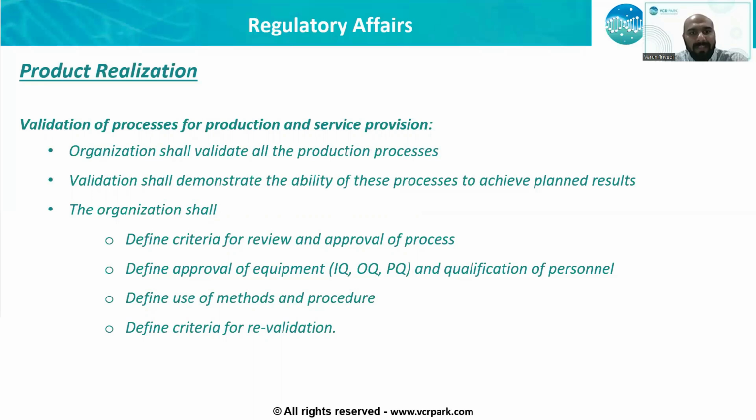Validation of processes and production and service provision. All the different processes that are involved as part of your product development shall be validated. These processes shall be defined. Work instructions for these processes shall be maintained, and based on the work instructions, the process shall be validated. Any key process such as soldering or gluing that might be involved as part of your production activity, as part of your assembly activity, shall be defined, shall be recorded, and the validation report to ensure that these processes are doing what they are supposed to do.